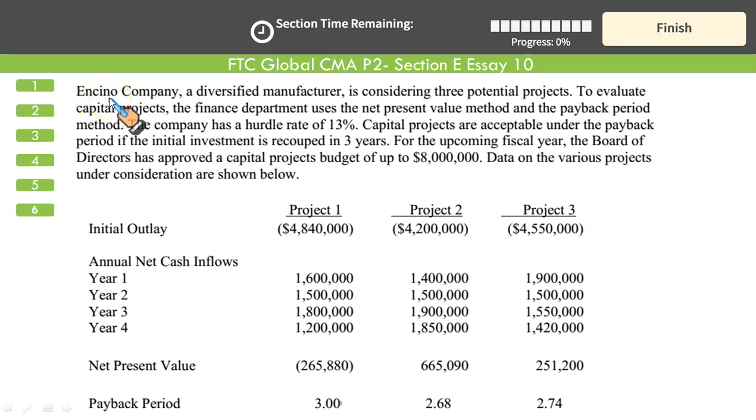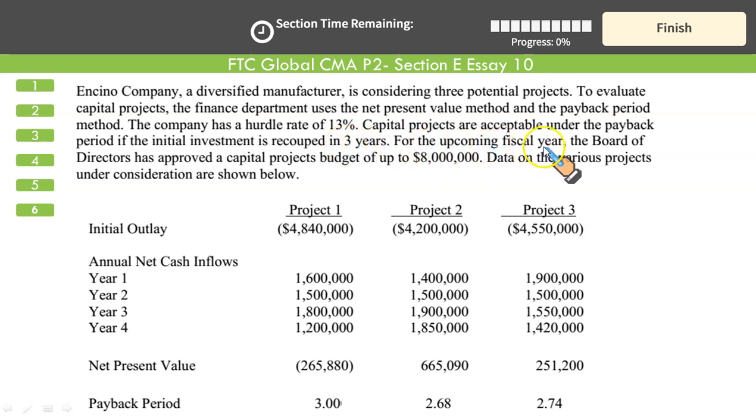Encino, whatever the way you want to pronounce it, is a diversified manufacturer considering three potential projects. To evaluate capital projects, the finance department uses the net present value method and the payback period method. The company has a hurdle rate of 13%. Capital projects are acceptable under the payback period if the initial investment is recouped in 3 years. That's the cutoff date. Within 3 years, the projects will have to pay themselves off.